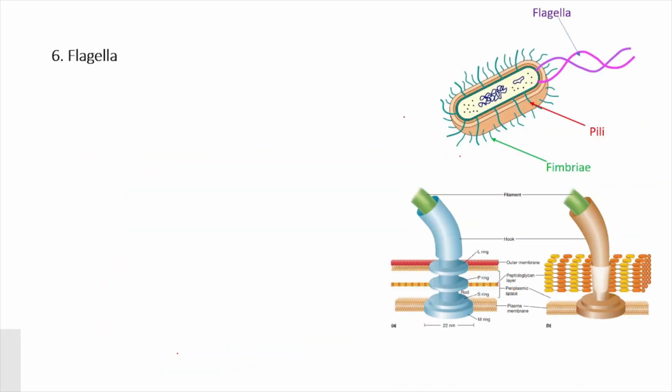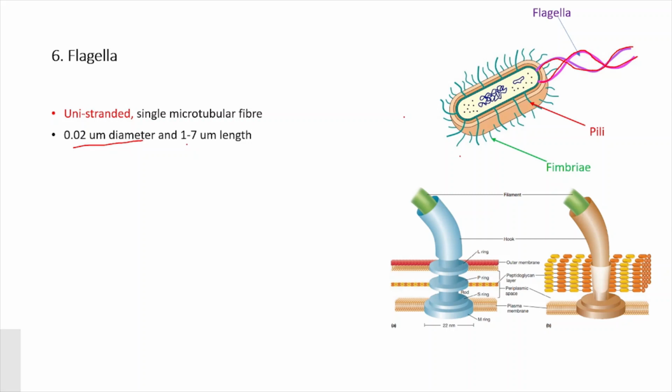The next component that we have in bacterial cells are the flagella. Flagella are unistranded single microtubular fibers. On the right hand side, as you can see, these long extensions of the cell wall and cell membrane are the flagella. They are 0.02 micrometer in diameter and 1 to 7 micrometer in length. Such a long length is present. The flagellum has three parts: filament, hook and basal body.